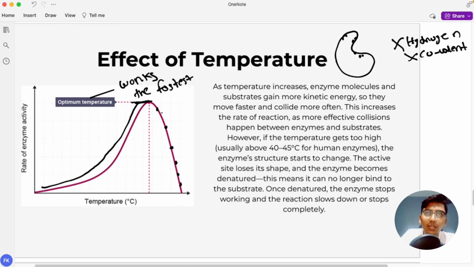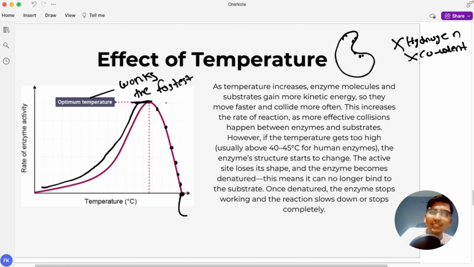As a result, more and more enzymes begin to lose their active site shape. So as you can see, the rate of reaction continues to decrease as less enzyme-substrate complex forms, until the rate of enzyme activity decreases to the denaturation point, where none of the enzymes can bind to the substrate. So it can no longer bind to the substrate. Once denatured, enzymes stop working, and the reaction slows down or stops completely, right?